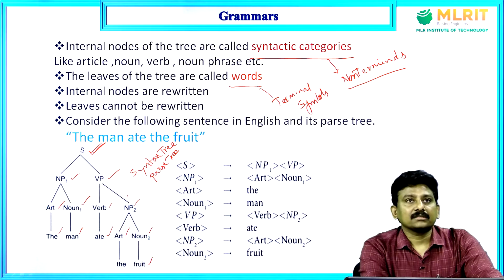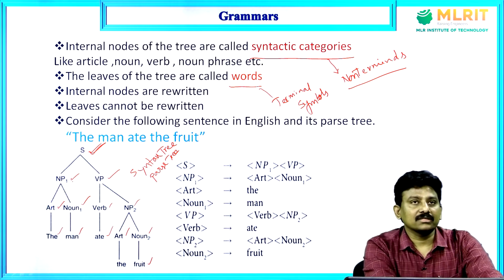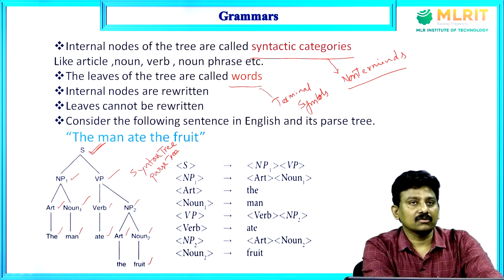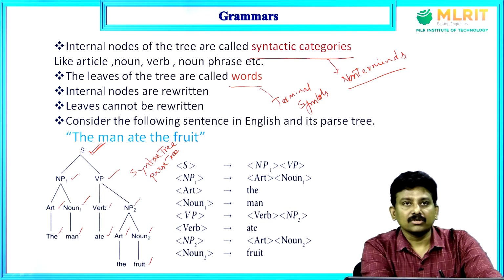Important point: the internal nodes can be rewritten. The leaf nodes cannot be rewritten. Internal nodes can be rewritten means, see, noun phrase 1 is rewritten as article and noun 1. Verb phrase can be rewritten as verb and noun phrase 2. But leaf nodes, that is terminal nodes, cannot be rewritten. Always the derivation starts with the start symbol. S is the sentence symbol.